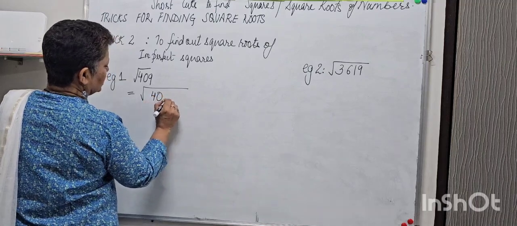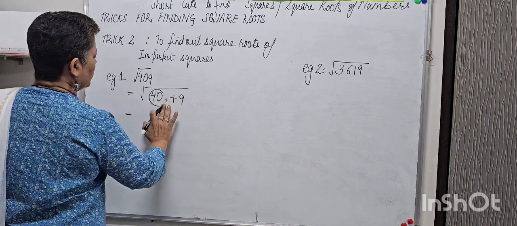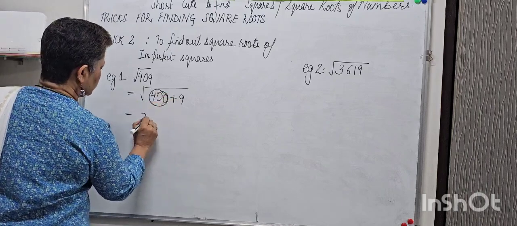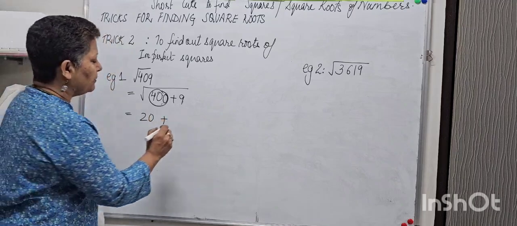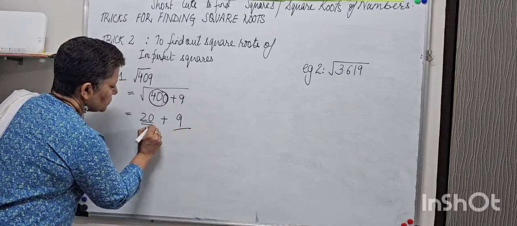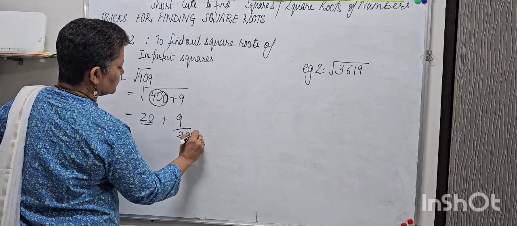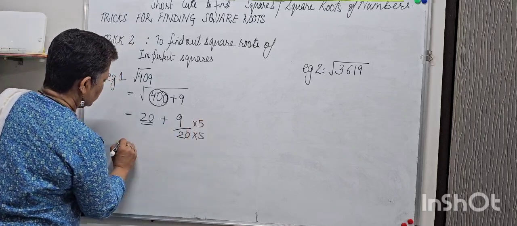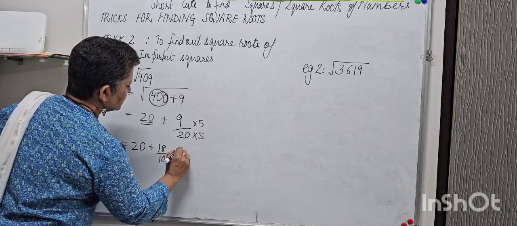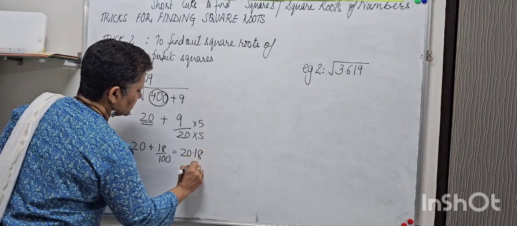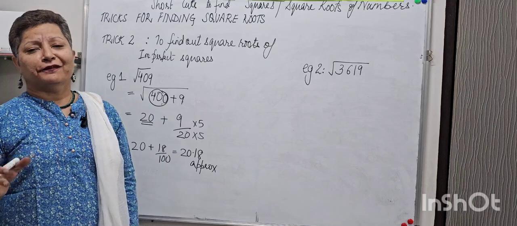So this is nothing but 400 plus 9. What is the square root of 400? It is 20. Now, what's going to be happening to the balance part? I'm going to write it as 9 upon this 20. You know how to deal with fractions: multiply by 5 over 5. So that's going to give me 20 plus 18 upon 100, which is nothing but 20.18 approximately. So this is the square root of 409 in a flat 5 seconds.